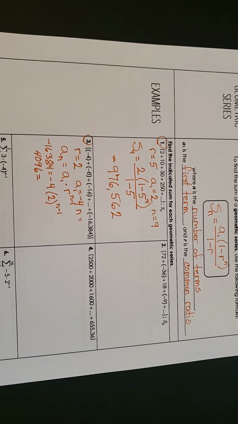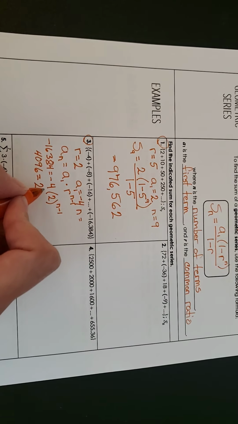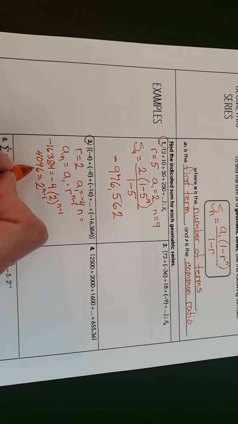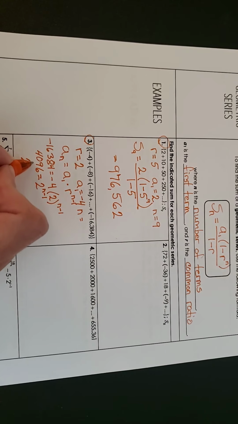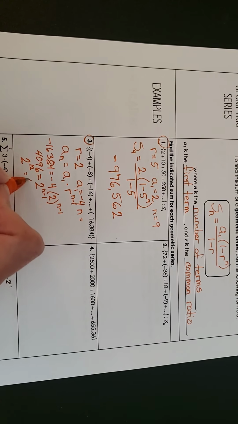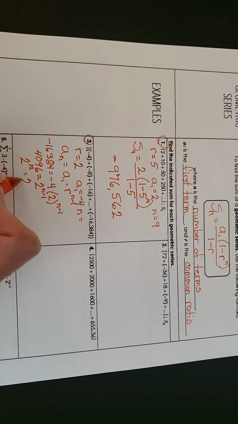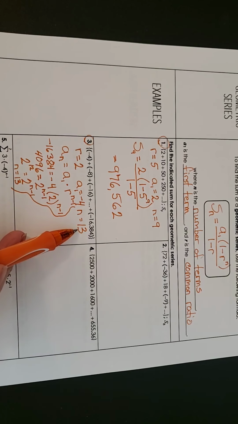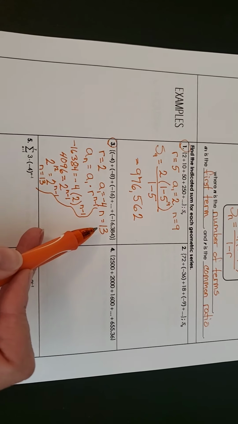That's 4,096. I'd use a calculator for that. Now here I've got a choice. I can recognize that this is a power of 2, or I could use logs to solve this equation. I could change it into log form. I could take the natural log of both sides. 4,096, though, is in fact 2 to the 12th. So by that examination, n must be 13. So that was preliminary work just to find out that I'm dealing with the 13th term here.